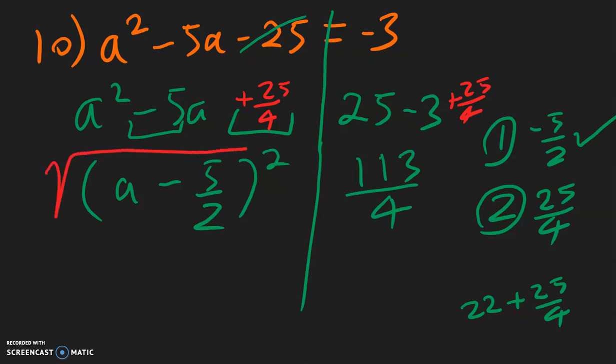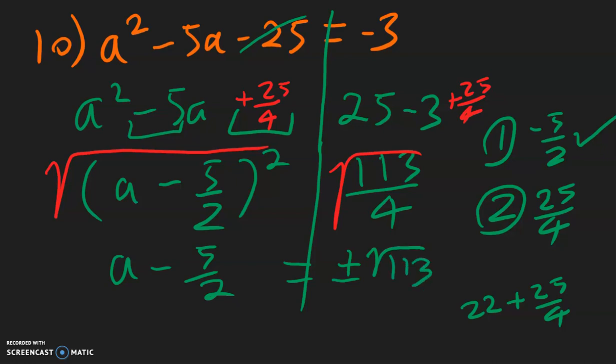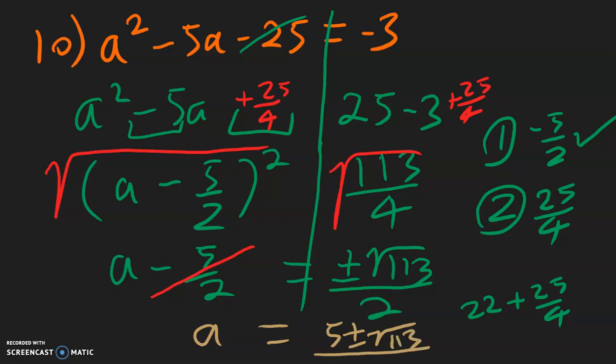Next step, take the square root of both sides. That leaves you with a minus 5 over 2 on the left side, and on the right side, we have positive or negative the square root of 113, and on the bottom, square root of 4 is 2. So one last step is to move this negative 5 over 2 to the other side. So we get a equals positive 5, because this negative 5 comes over, it becomes positive 5, plus or minus square root of 113, all over 2.